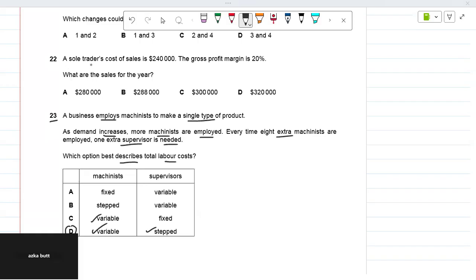Okay, so question number 22. A sold at a cost of sale of 240,000. The gross profit margin is 20%. What are the sales for the year?